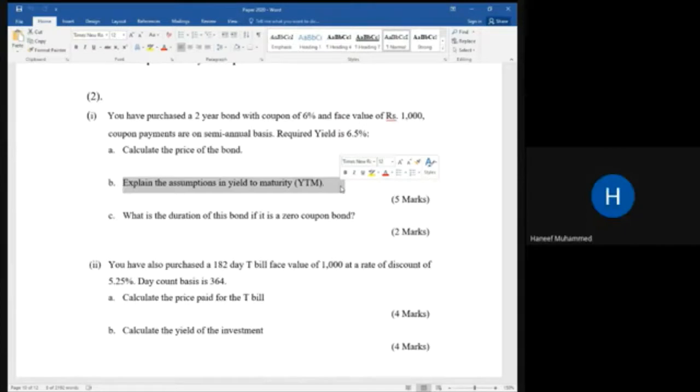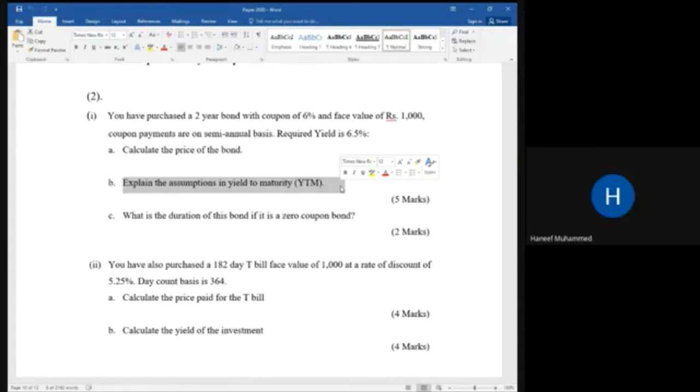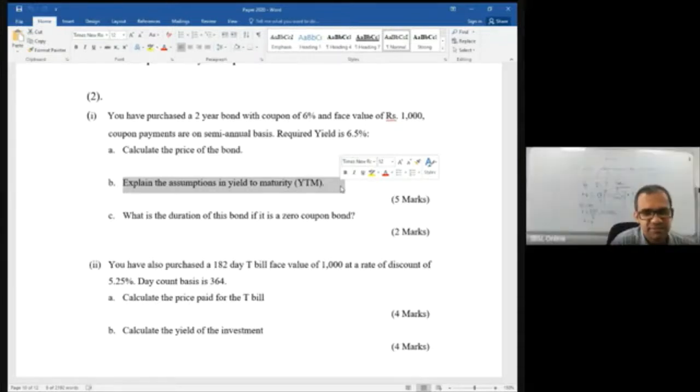Reinvesting. You have to reinvest cash flows at what rate? Same rate. Yes. The first thing we assume is that we hold this bond until maturity. The second is we reinvest all the coupon payments at the same rate for the remaining maturity of the bond. What does it mean? Say this is a 2-year bond. The coupon we receive after 1 year, we should be able to invest for another 1 year at the same 6.5 rate.